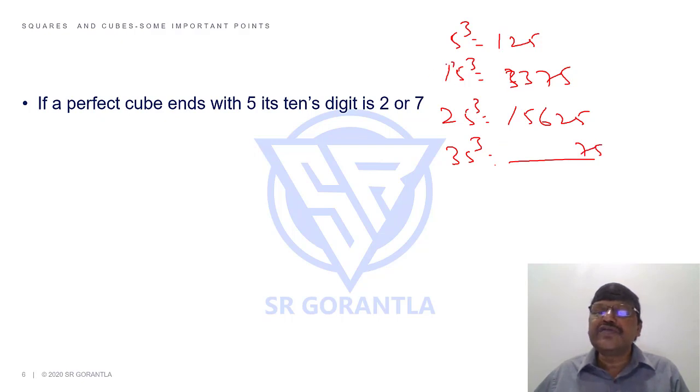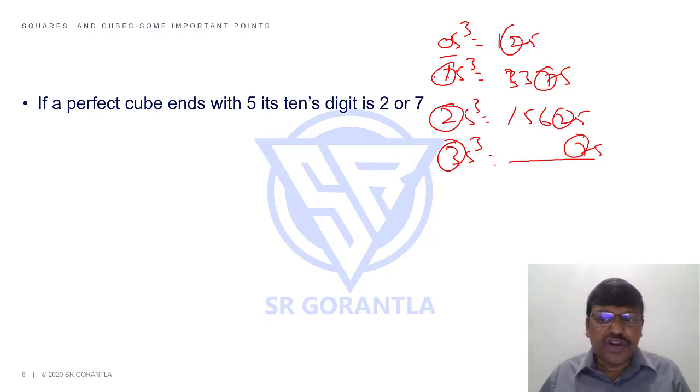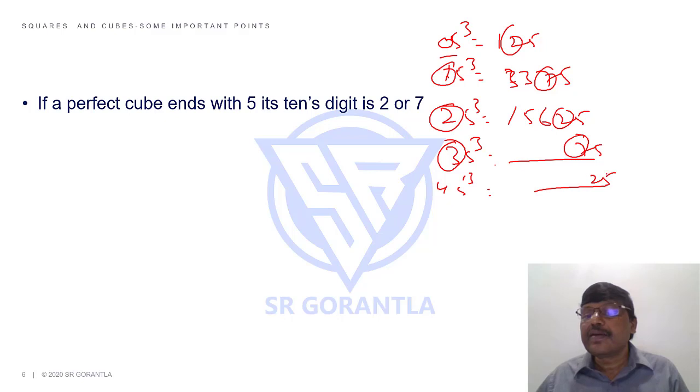So what you observe, students, is that when this number is odd, you are getting 7. When this number is even, you are getting 2. Nothing means 0, yeah, you are getting 2. 45 cube again will end with 25. Is that okay, students? This is about a perfect cube ending with 5. Its tens digit is 2 or 7, I said.